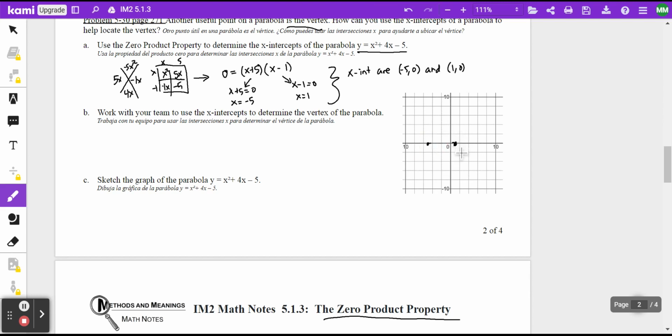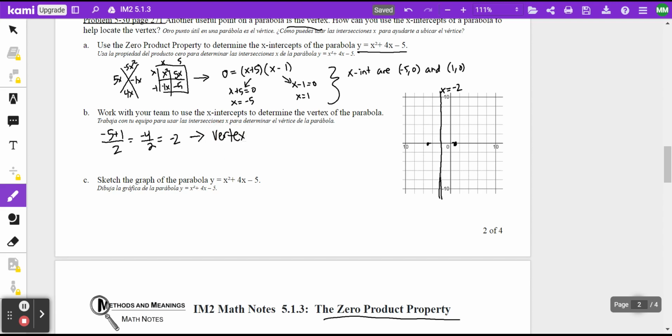Where's the middle here? Is that at -2? Visually, I think it's at -2, but let me double check by averaging these x-intercepts. -5 plus 1 divided by 2, -4 divided by 2, which is -2. Yeah, so my line of symmetry is at x equals -2. Therefore, the vertex has to be on that line of symmetry.